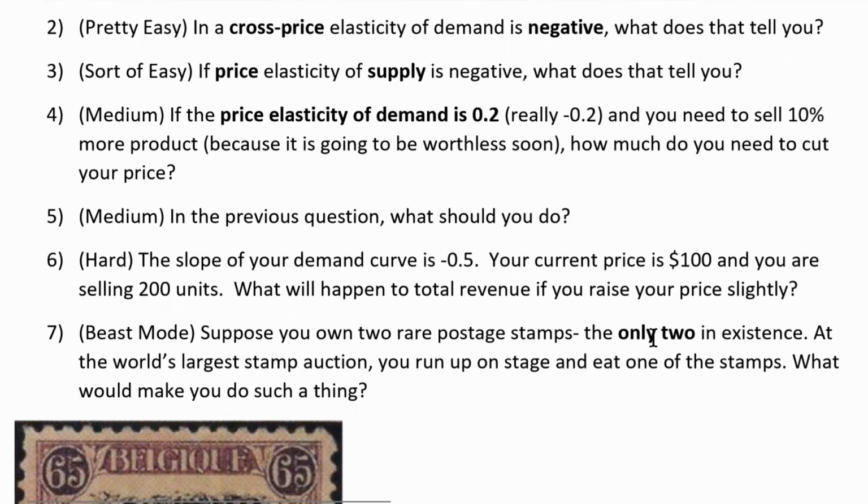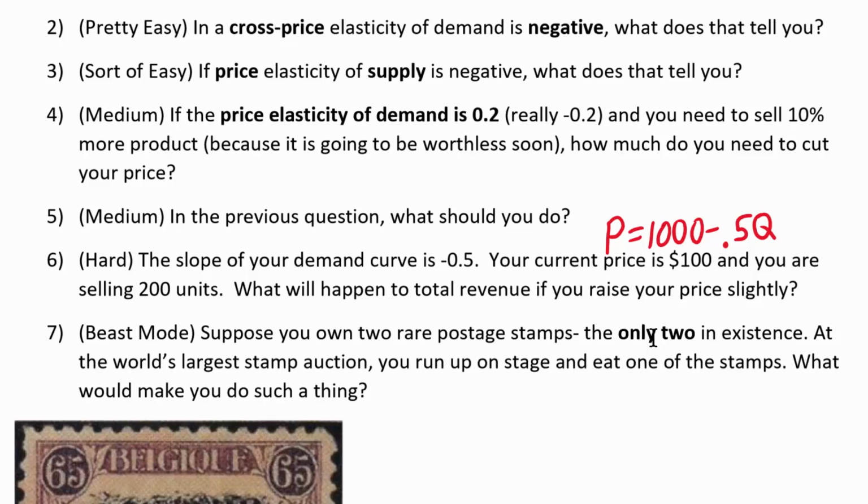Question number 6, a little bit harder. Suppose the slope of your demand curve is minus 0.5. So suppose we had a demand curve. It doesn't have to be a straight line, but let's suppose it is roughly a straight line. So it either could be literally a straight line with something like this, P equals 1,000 minus 0.5Q, and that's your slope.